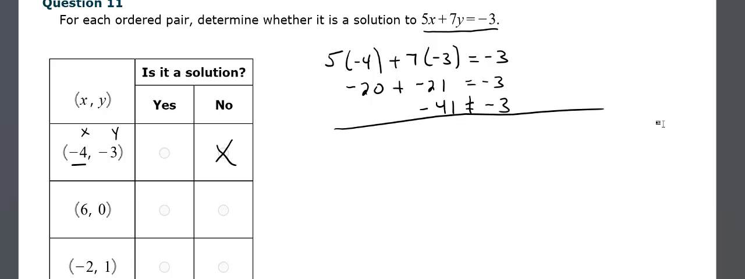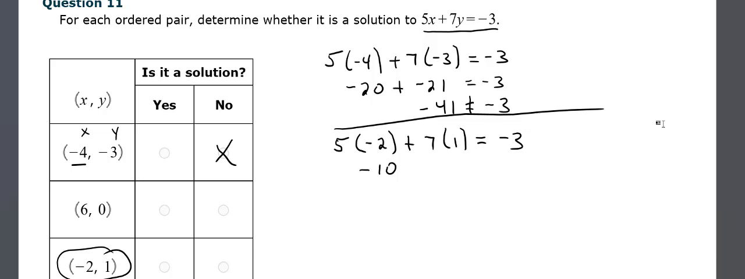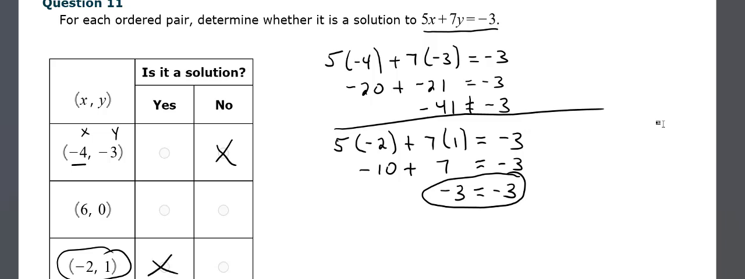So let's try -2, 1. So again, I'm substituting, in this case, -2 for x and 1 for y. So 5 times -2 is -10. 7 times 1 is 7. And -10 plus 7 is -3. Since the left-hand side equals the right-hand side, yes, that would be a solution.